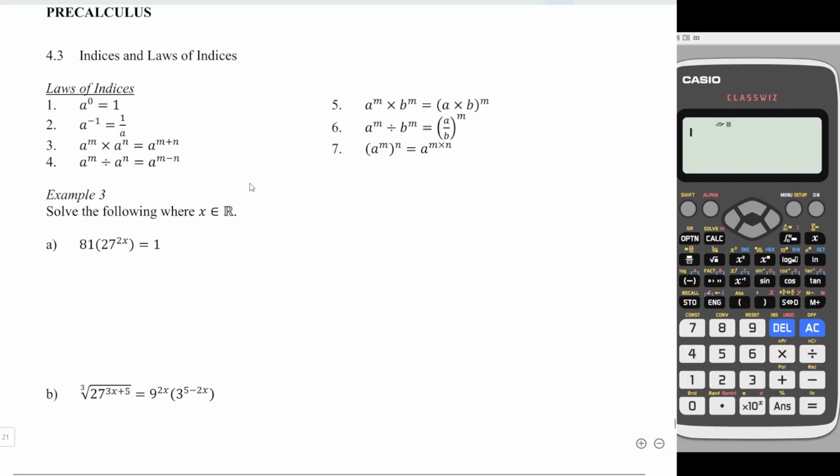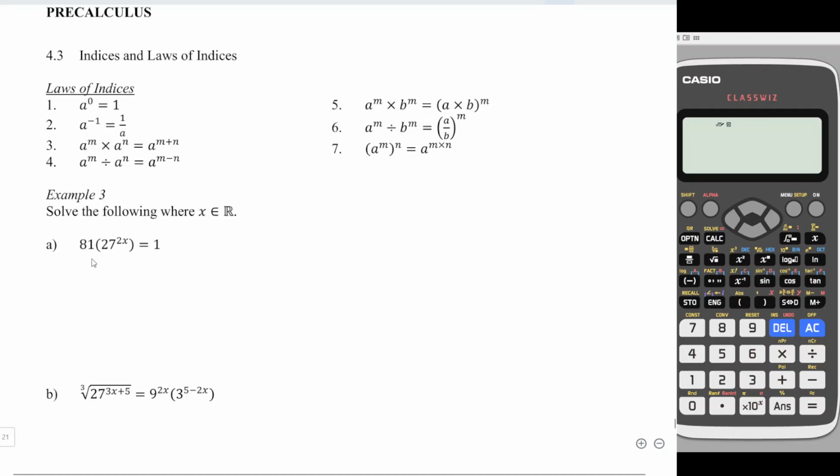Let's continue section 4.3, indices and laws of indices. We will be using these laws to solve the following question. In this video, we will learn the method to solve this kind of question.